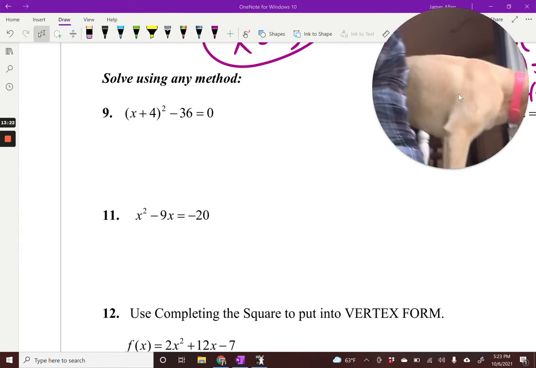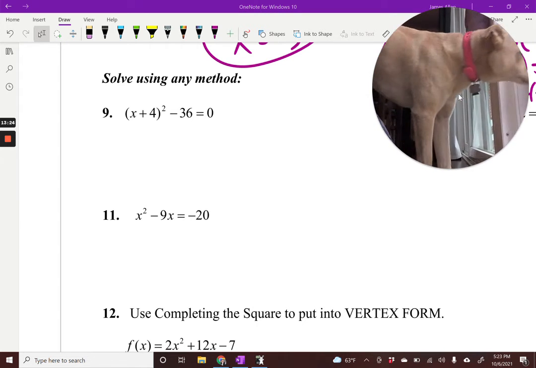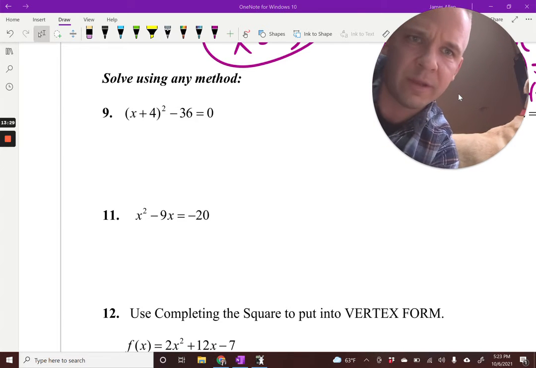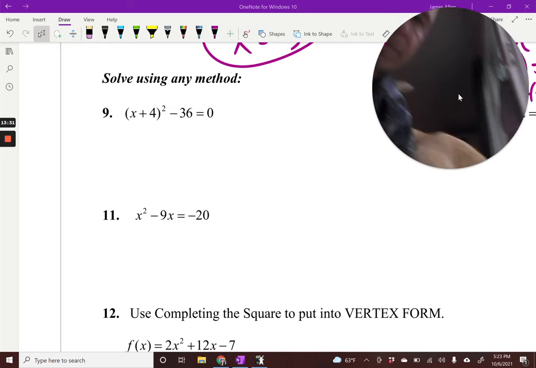All right, I'm going to try and get Jenny involved in this one. What do you think, Jenny? No? Are you really going to leave me after I just walked over here? Come on. Okay. Let's see here. Solve by any method here. What do you think, Jenny?